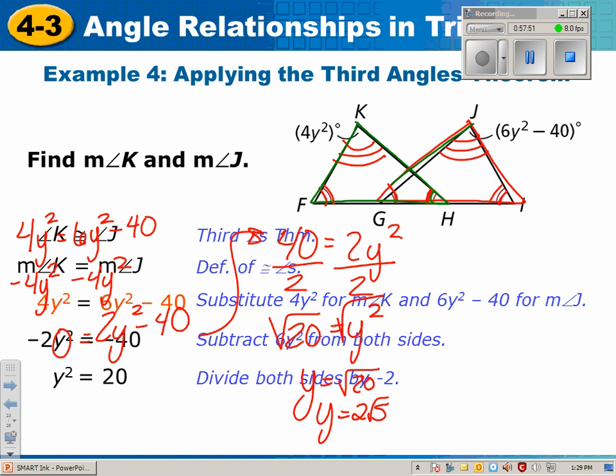Once you get finished, we need to go back and talk about something that I forgot when we were working through this example. So stop where you are real quick and look at this example again. Our equation was y squared equals 20. And we took the square root of both sides of the equation and we said y equals the square root of 20. We forgot something. What did we forget?